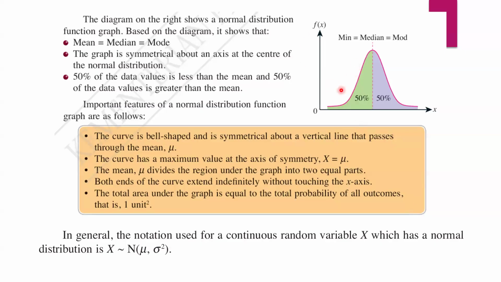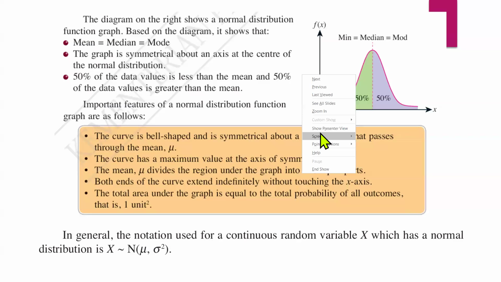So this is the data. Remember, the value of the center is the value of the mean, and this is symmetrical about the axis at the center. Now look at the notation for the normal distribution. X, then N for normal. This is the mean and this is the variance.